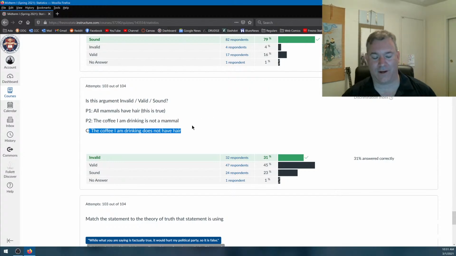Now, this is a great example of how your brain will screw you up when it comes to invalid and sound. It is possible that somebody put hair into my coffee anyway. Despite it not being a mammal, it could get hair a different way. The coffee I'm drinking is not a mammal is true, but this is all X have Y, not X, therefore not Y. This is denying the antecedent. Okay, it's an invalid argument form.